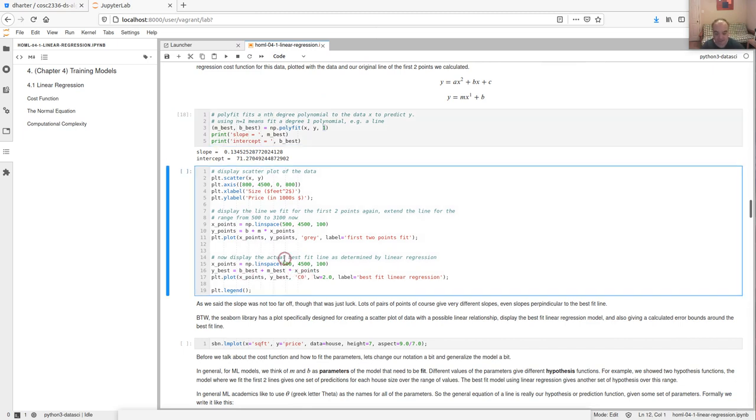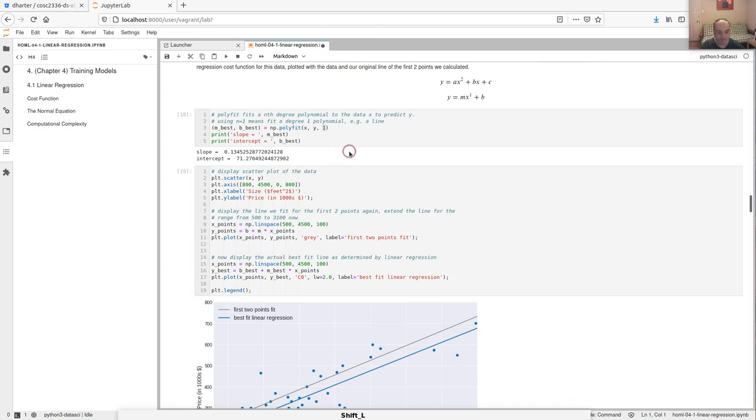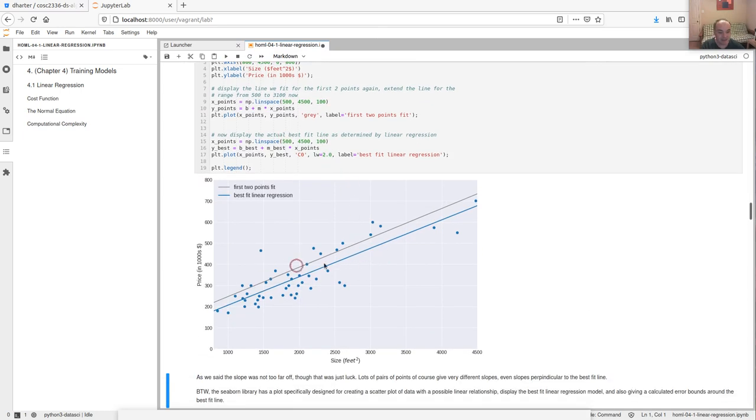So yeah, here's the best fit line. This is what polyfit claims is the line that best fits this data, the linear relationship that has the lowest cost, as I'll start talking about in a second, when fitting a linear model to our data here.